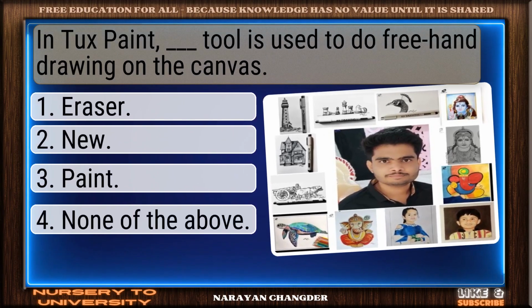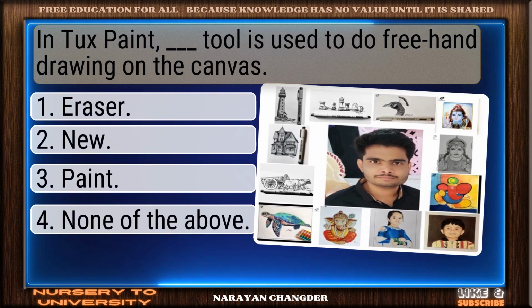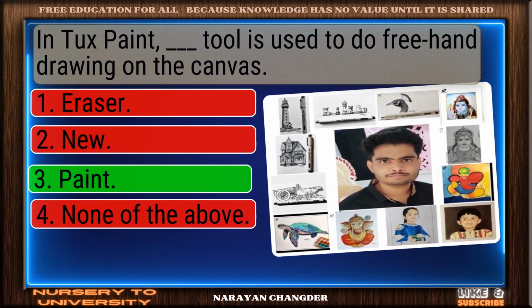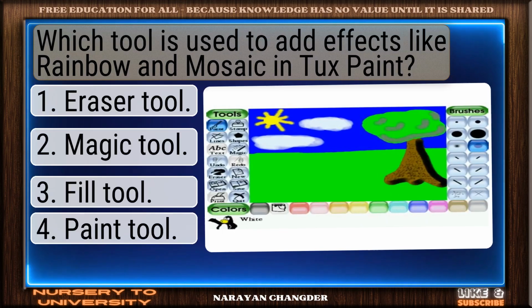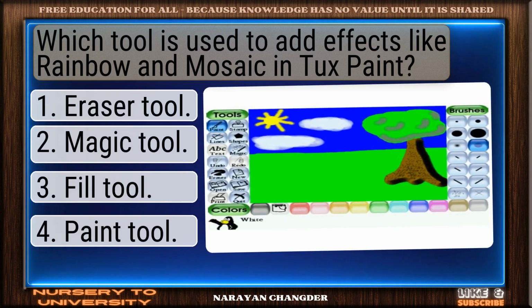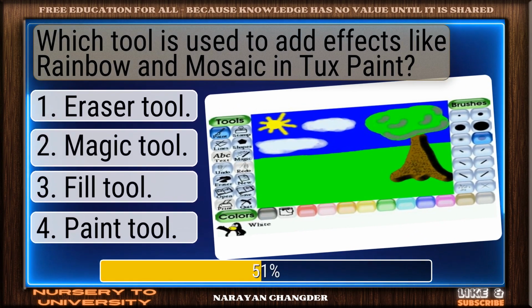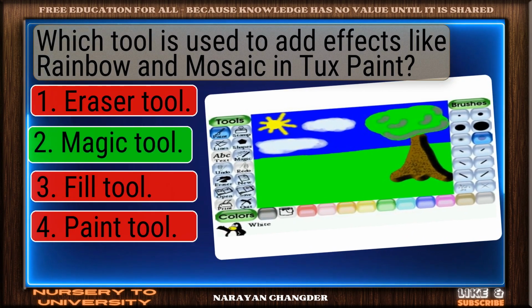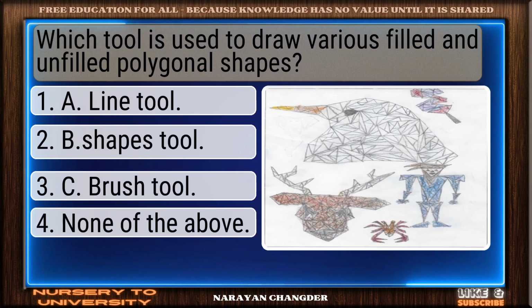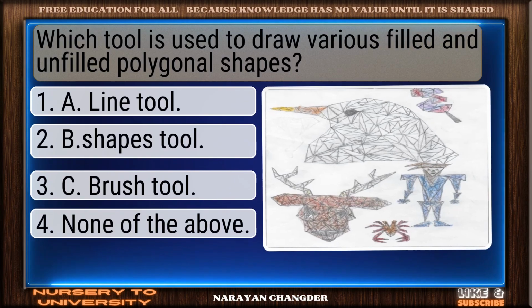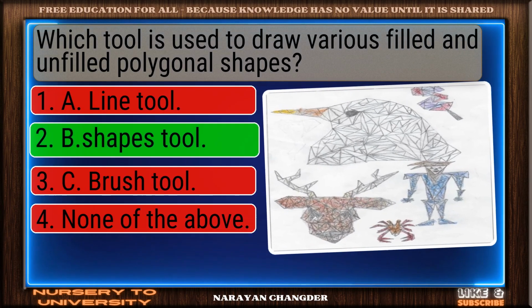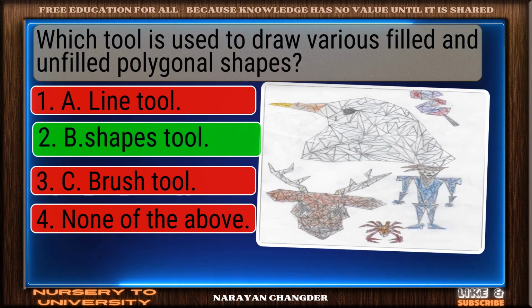In Tux Paint, Dash tool is used to do freehand drawing on the canvas. You're right. Paint is correct. Which tool is used to add effects like rainbow and mosaic in Tux Paint? Bravo, Magic tool is the answer. Which tool is used to draw various filled and unfilled polygonal shapes? Smart move. Shapes tool is the accurate answer.